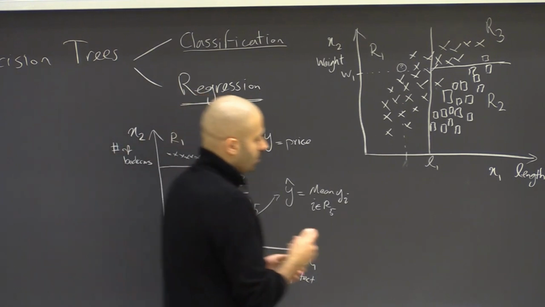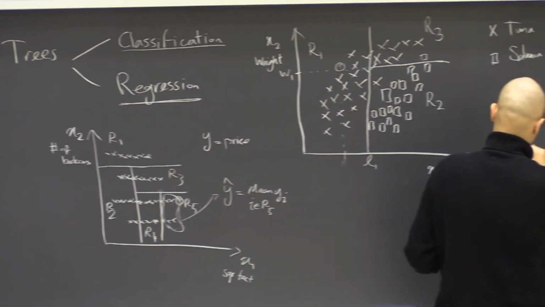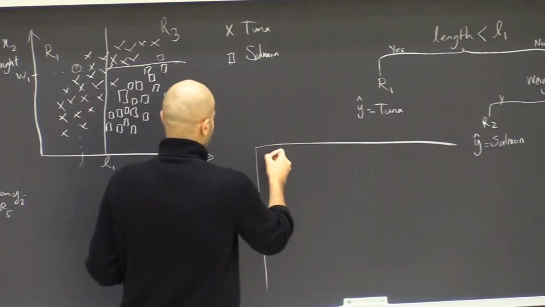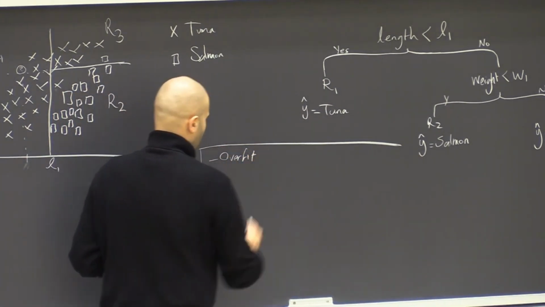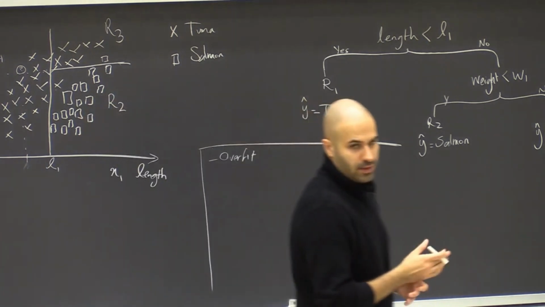So one issue with decision trees is that they are generally prone to overfit. Why do you think this is the case?